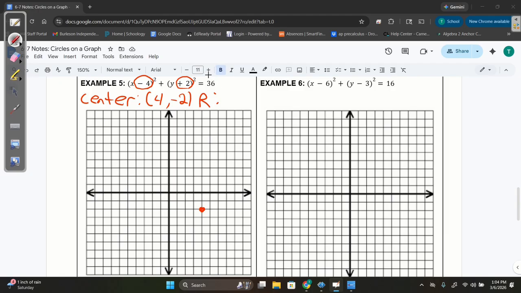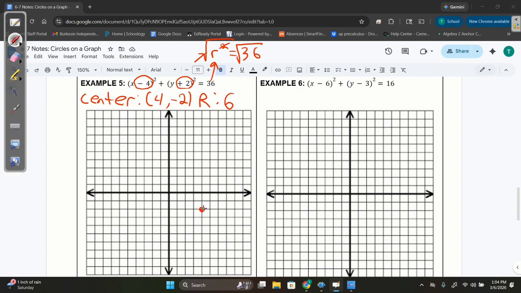As for the radius, in the original equation, this part is r squared, correct? Right now, it's equal to 36. We can solve for r by taking the square root of each side. The square and the square root cancel each other out, leaving me with r. The square root of 36 is 6, so my radius here is going to be 6. I've got everything I need. Now all I've got to do is graph it.